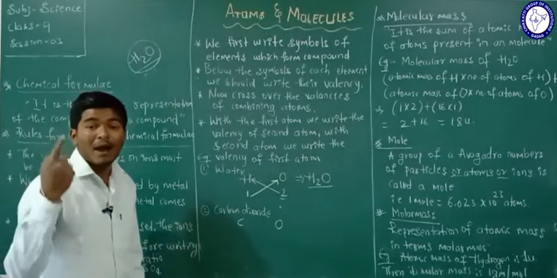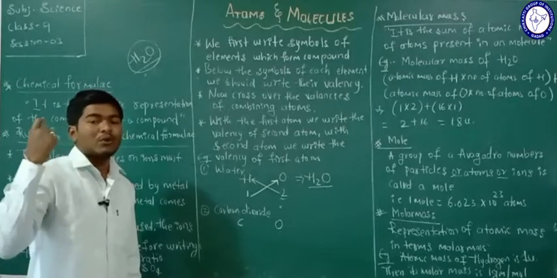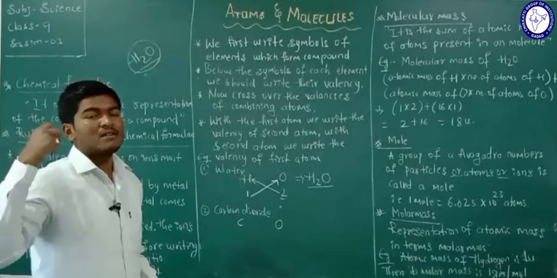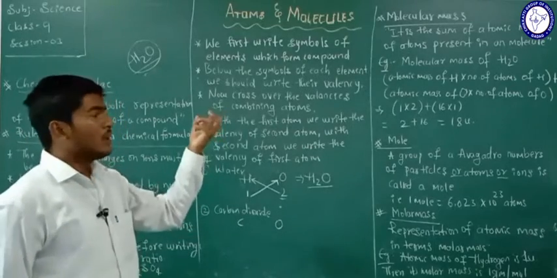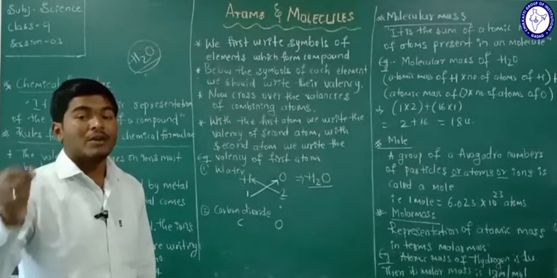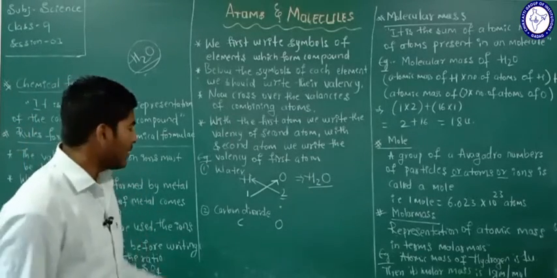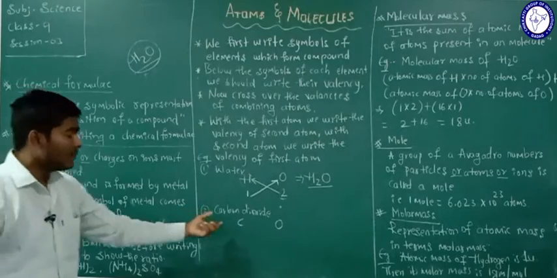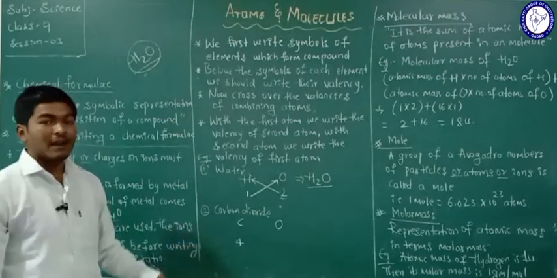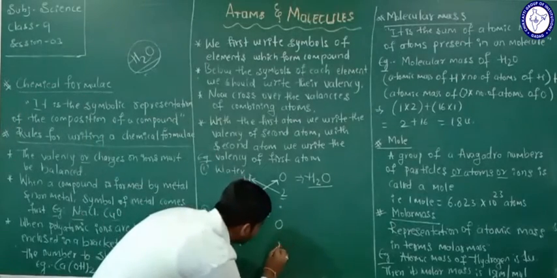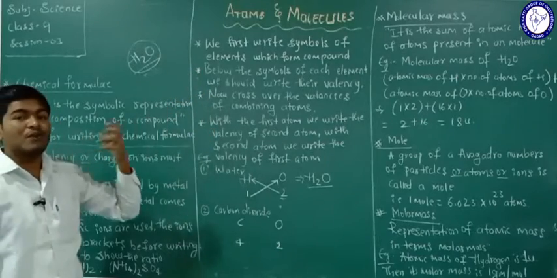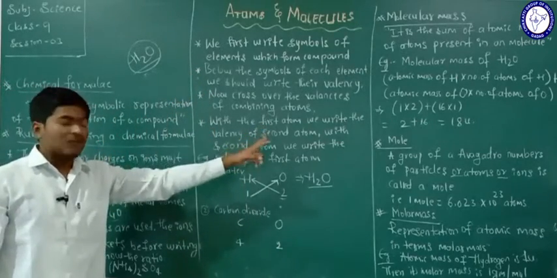Next step, we have to write the valencies. We always have to remember the valencies of some of the elements, because it is useful to calculate molecular mass, and also it is useful to write chemical formulas. So you have to practice the valencies of some of the elements. Now I am considering here that the valency of carbon is 4 and the valency of oxygen is 2. This is the second step which we follow when writing chemical formulae.